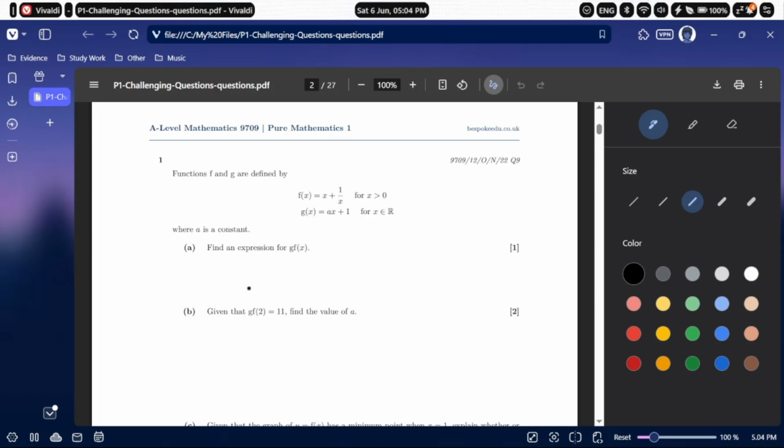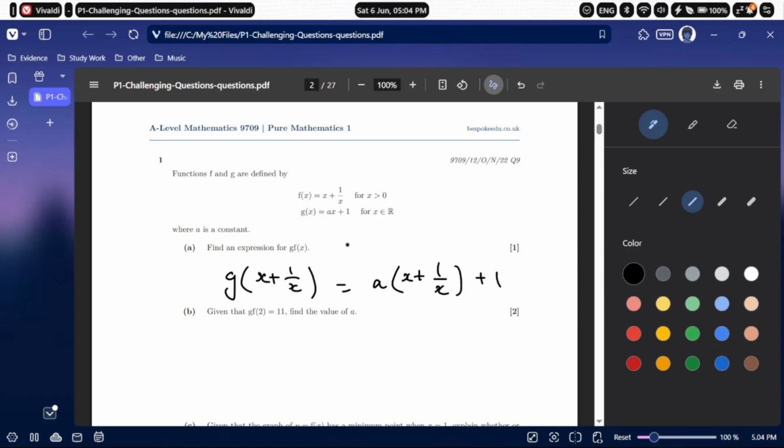Okay, so you have two functions, f of x and g of x over here, and you have to find an expression for gf of x. So that's just you input f of x into g of x. So x plus 1 over x, which would be a into x plus 1 over x plus 1. You don't really have to simplify this, it's fine if you leave it in this form.